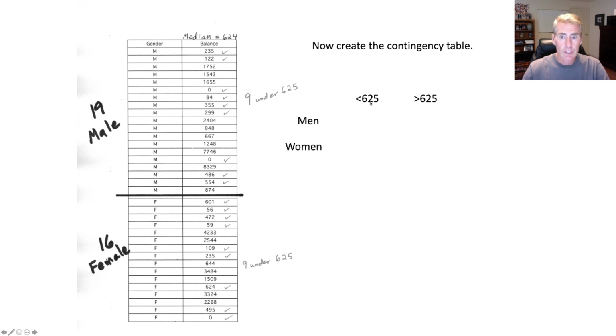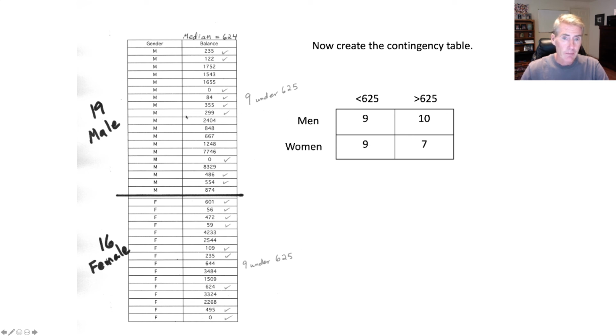So those that are under 625 and those that are over. So like I said, there was 9 men, so that's this 9 right here, 9 men whose balance is under 625. For the women, there's 9 of them whose balance is under 625. And if there's a total of 19 men, then there must be 10 of them whose balance is over 625. And since there's 16 women and 9 are under 625, that would leave 7 over here.